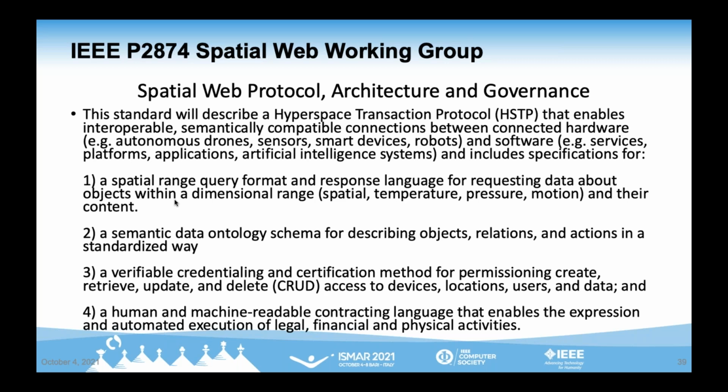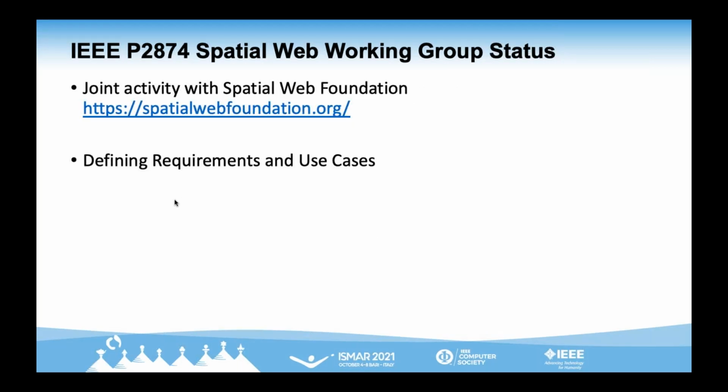As you can see, the project will define the hyperspace transaction protocol, which is going to include a spatial range query format, a semantic data ontology schema, a verifiable credentialing and certification method, and a human and machine readable contracting language. So this is a very, very wide scope, and this work is being done with the IEEE in conjunction with the Spatial Web Foundation.